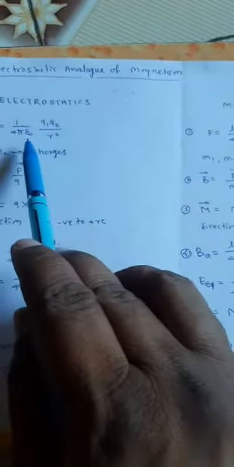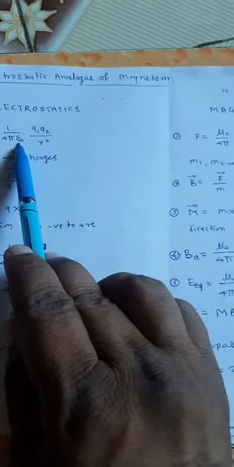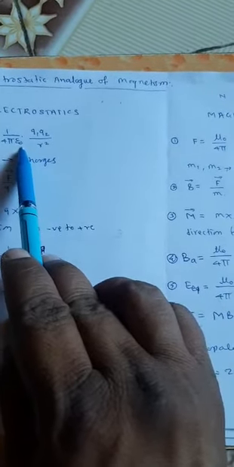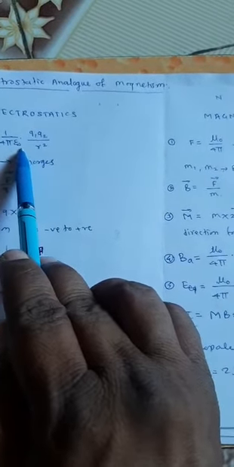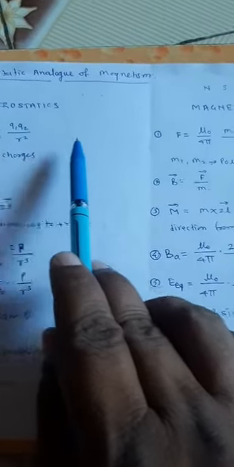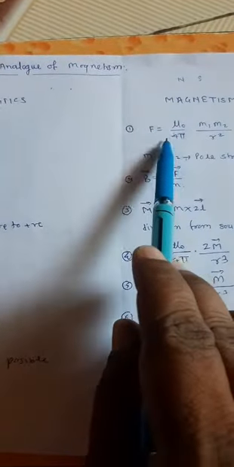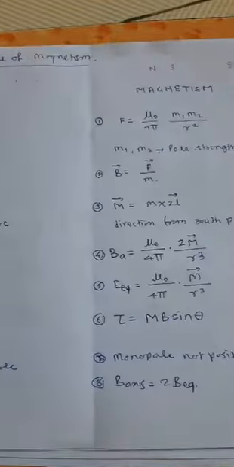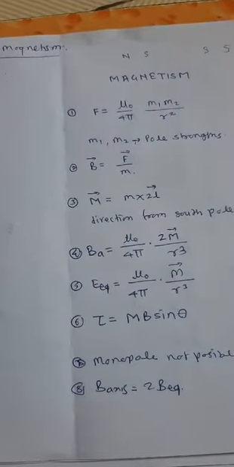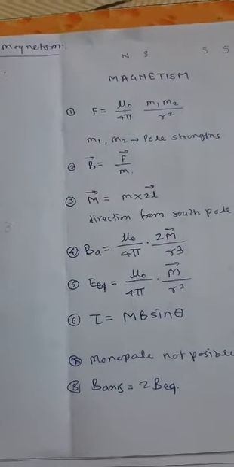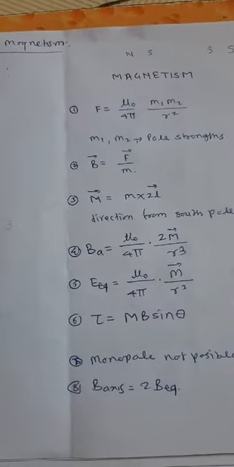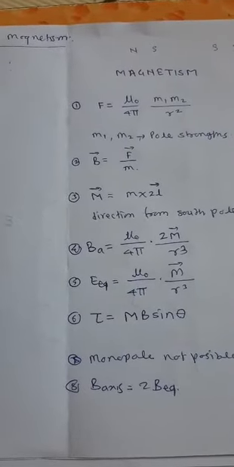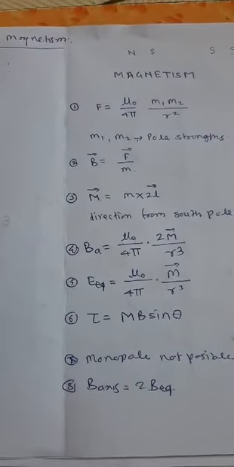Here epsilon naught is the permittivity of the free space, or epsilon is the permittivity of the medium in which two charges are placed. In this case also, mu 0 is the permeability of the free space, or mu is the permeability of the medium in which these two magnetic poles are placed.